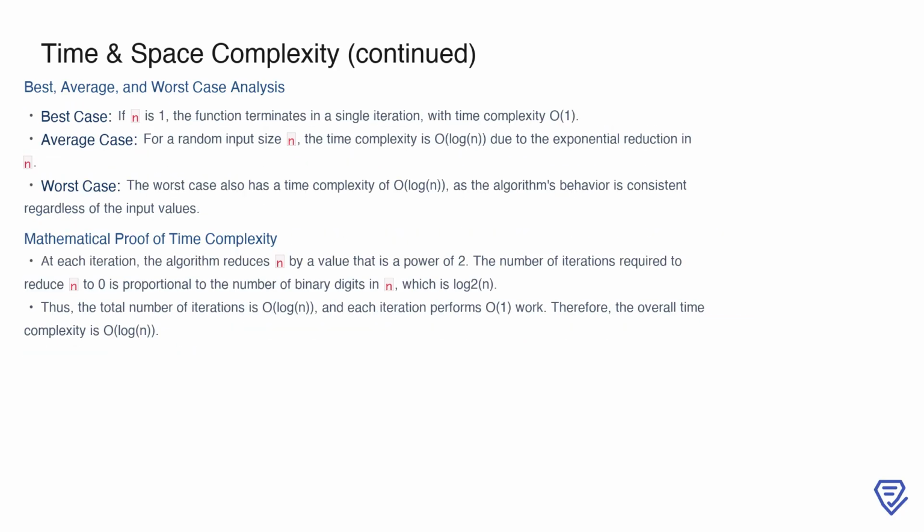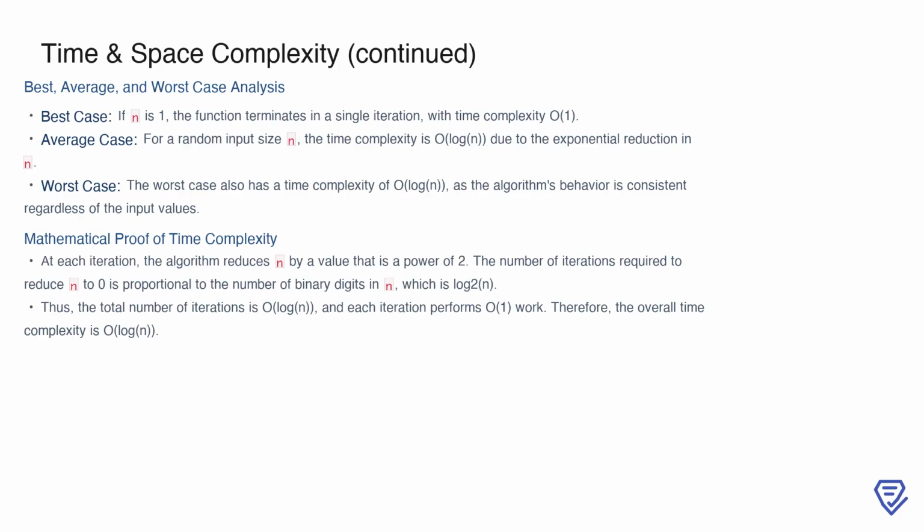The algorithm's efficiency holds across best, average, and worst-case scenarios. In the best case, where n equals 1, only one iteration is needed to process the single IP, resulting in a time complexity of O(1). For a general input size n, the time complexity averages to O(log n), because the algorithm reduces n exponentially in each step. The worst case also adheres to O(log n), as the algorithm consistently reduces n by powers of 2, regardless of the input distribution.